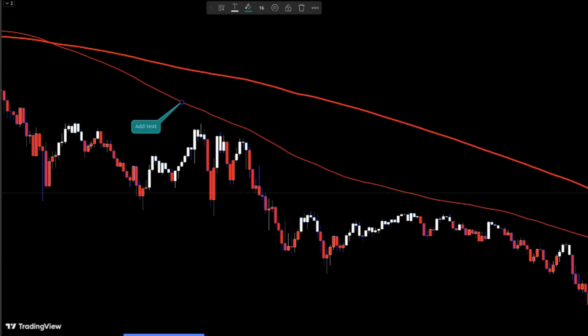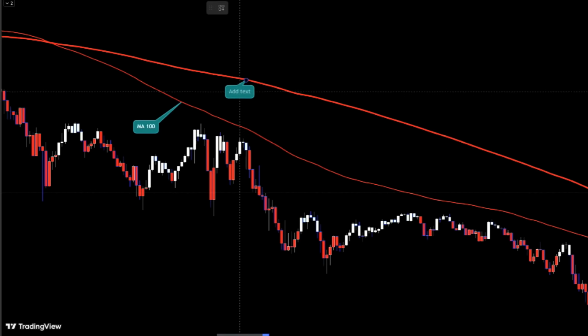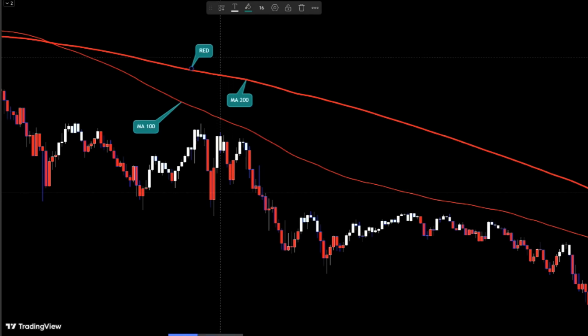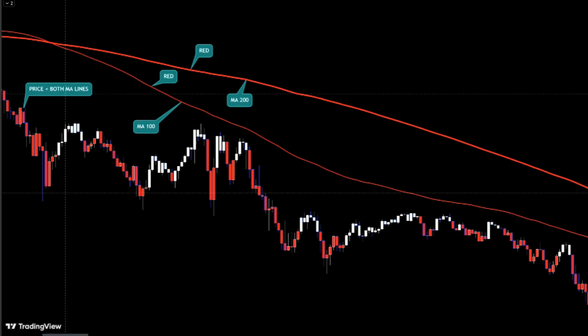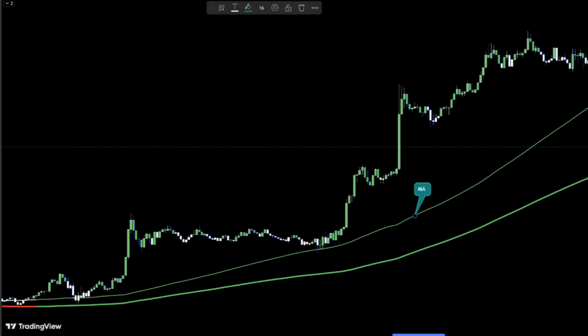So when do we trade? We're looking for a clear trend. That means the 100 moving average is below the 200, they're both red, and the price is below them, that's a clear downtrend. Or the 100 is above the 200, they're both green, and the price is above them, that's a clear uptrend.